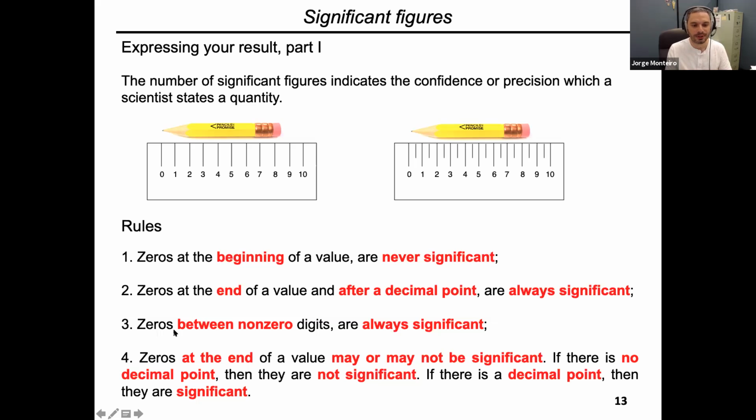Third rule, zeros between non-zero digits are always significant. And fourth rule, zeros at the end of a value may or may not be significant. If there is no decimal point, then they are not significant. If there is a decimal point, then they are significant.